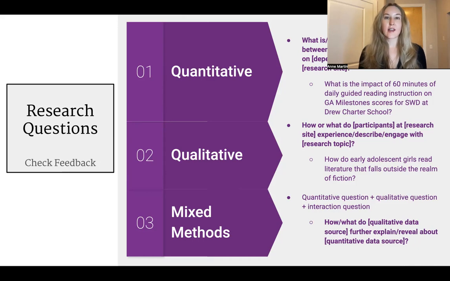Now, for a qualitative study, you don't have variables in the way that you do in a quantitative study, because you are not collecting data that is numerical. So an example for your script would be, how or what do, and then participants at research site, how do they experience, describe, engage with, and there could be other verbs that you use here that are also appropriate for qualitative research design, with, and then your research topic.